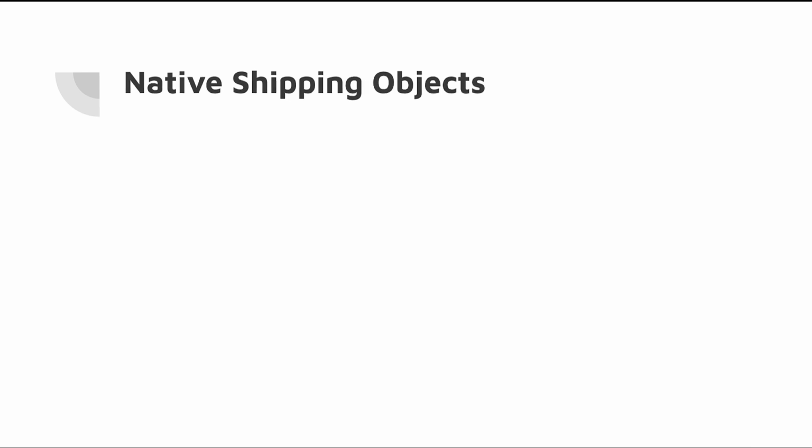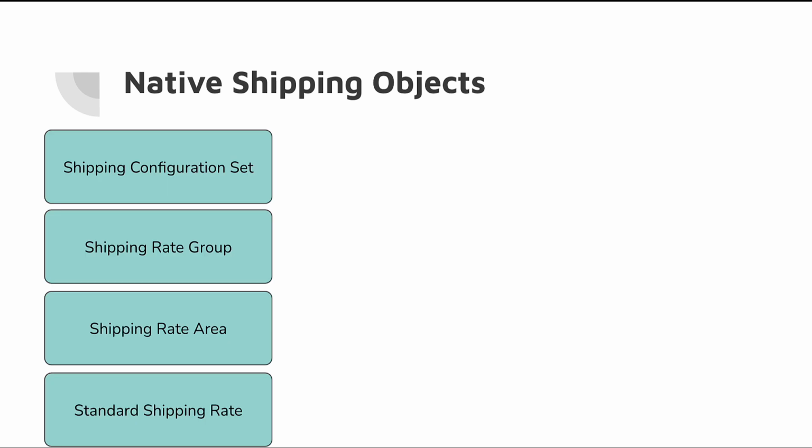Now here's the real trick here. We have several new objects that come with this feature here. So let's go through this real quick and then I'll pull up an actual ERD to talk through it in a moment. We have 4 new objects we should care about here. We have the shipping configuration set, shipping rate group, the shipping rate area, and the standard shipping rate.